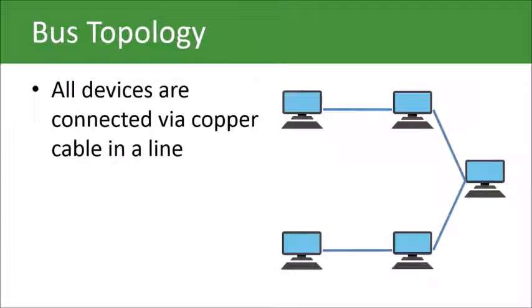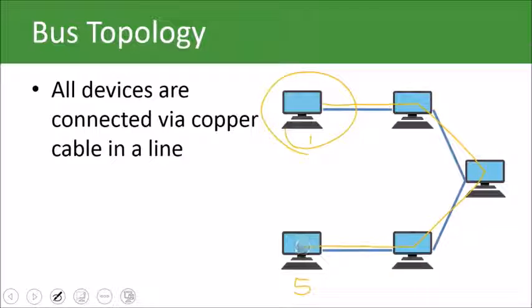All devices in a bus topology are just connected via copper cable and a line. So if we have a computer up on the left here, computer 1, if it wants to send data all the way down to computer, let's go 1, 2, 3, 4, 5 computers, right? So I have 5. It has to send data through computer 2, through computer 3, through 4, and then 5, and vice versa, right? So not the most efficient way to send data.